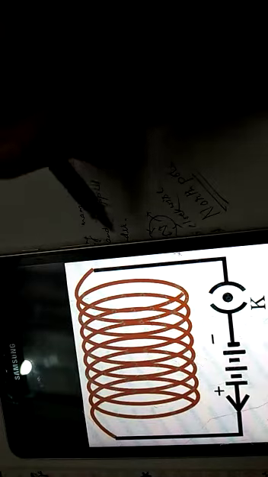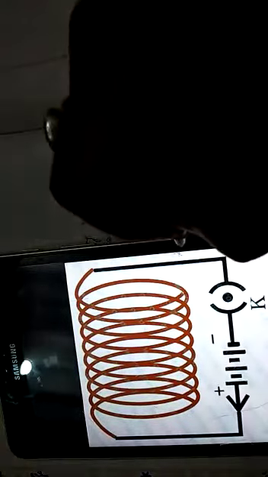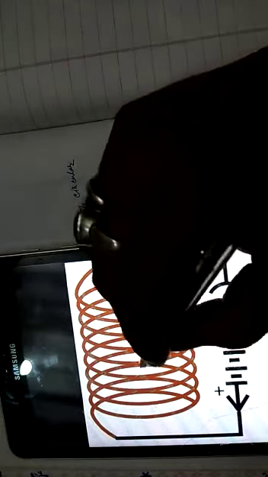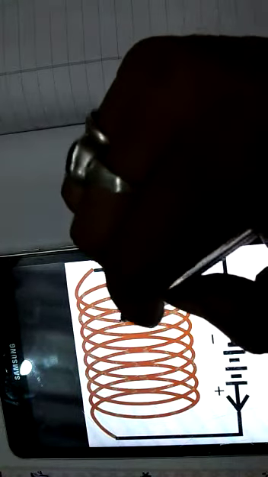Why are they temporary magnets? If the switch is on, the current will pass, and as long as the current passes through the solenoid, it behaves like a magnet. The moment you turn off the switch, the current stops flowing through the coil, and if there is no current, it behaves like a simple spring, no magnetism is observed in this coil. So an electromagnet is a temporary magnet.